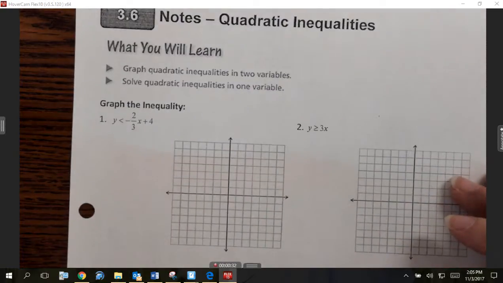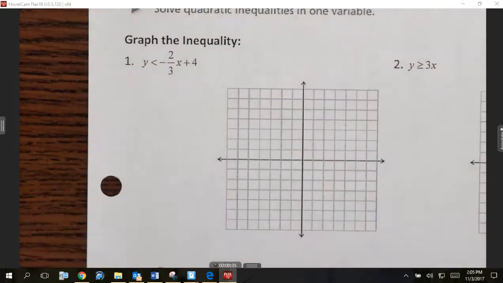So, our first inequality is y less than negative 2/3 x plus 4. You first want to say, what kind of graph is that going to make? What kind of equation is that? It's linear. How do we know it's linear? It's not squared. Well, that's not how we know it's linear, but we know it's not quadratic. So I guess that's a good guess. Oh, because it's a constant rate of change. Yeah, because it has the slope.